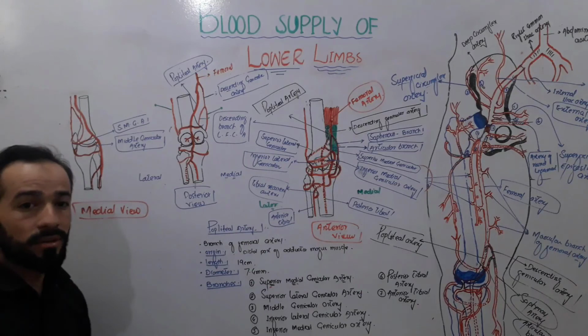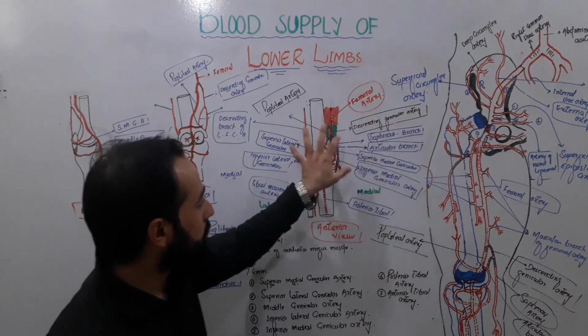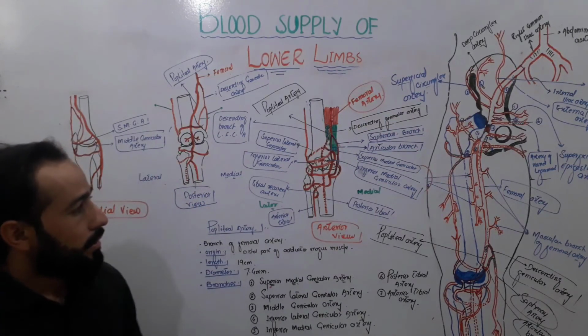Now in the next lecture we will discuss the branches of the descending genicular artery, and we will complete the blood supply of the knee joint.